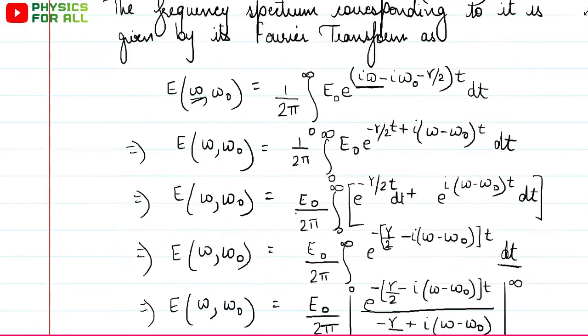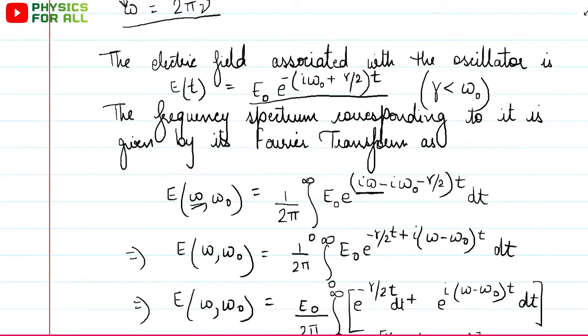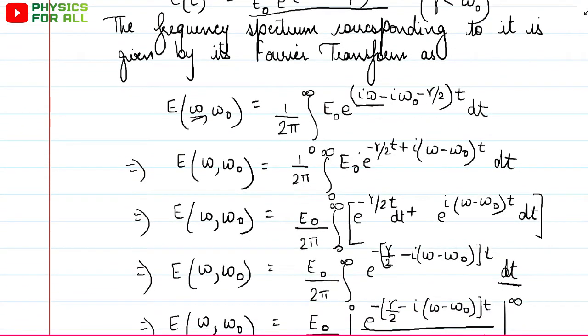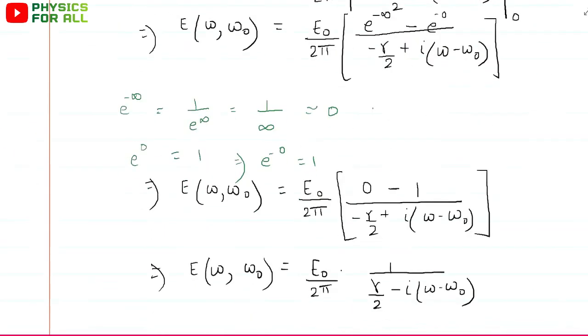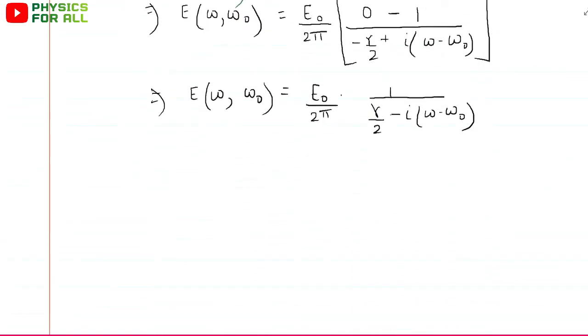So just see how we started. Electric field term we wrote, and then we found its frequency spectrum by using Fourier transform. In Fourier transform, we simply introduce this iota omega term, which is very important, this iota omega term. Then you have to simply solve it. On solving and substituting values, we are left with this thing.